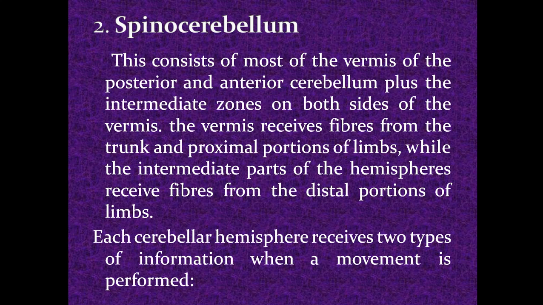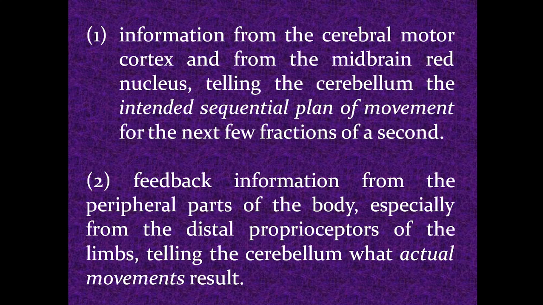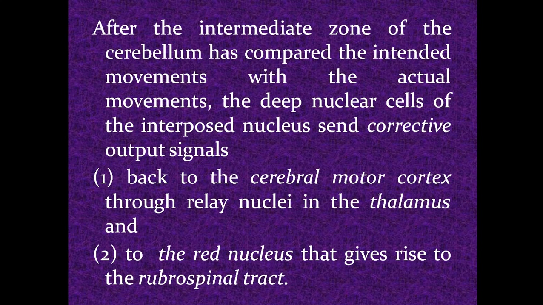Each cerebellar hemisphere receives two types of information: from the cerebral motor cortex and from the midbrain red nucleus, telling the cerebellum the intended sequential plan of movement in the next fraction of a second. The second type is feedback information from peripheral parts of the body, especially from the distal proprioceptors of the limb, telling the cerebellum what the actual movement result is.